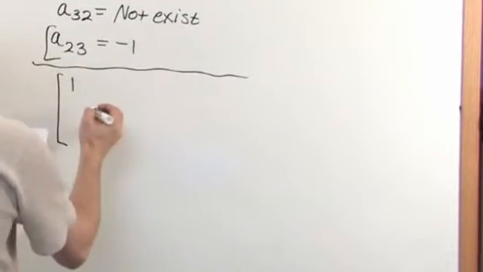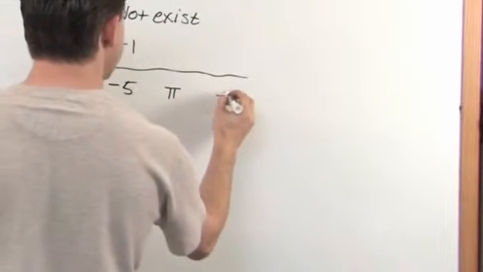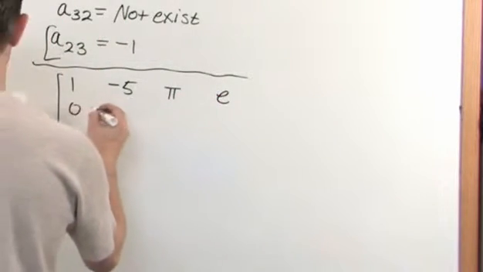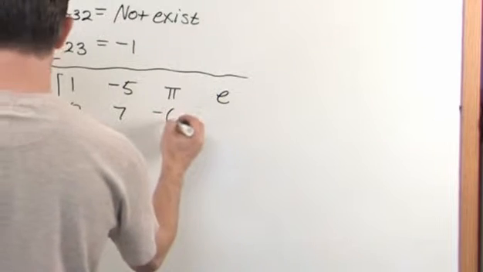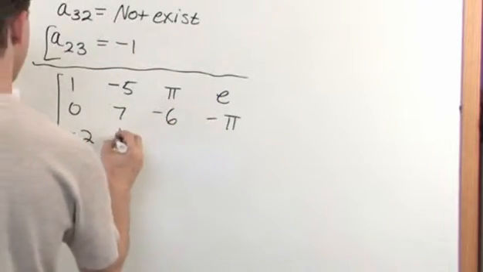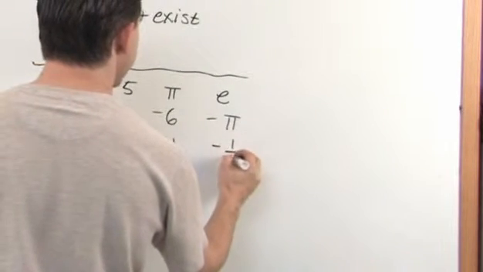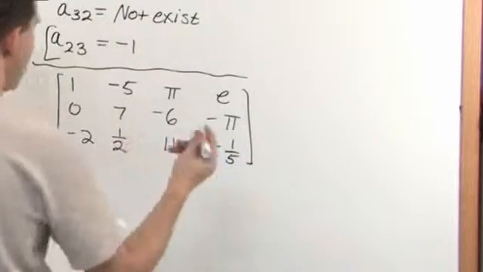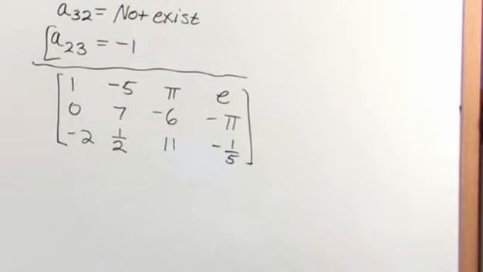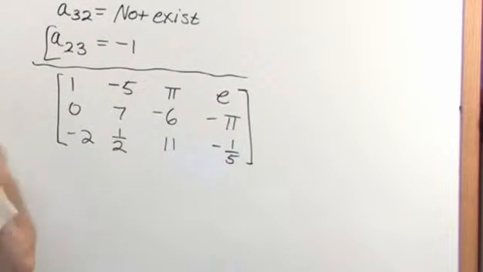is a big matrix: 1, negative 5, pi, e, 0, 7, negative 6, negative pi, negative 2, 1/2, 11, negative 1/5. Now, part of my motivation for breaking this section out kind of by itself is just to get you comfortable looking at these matrices, okay? This is a collection of numbers.